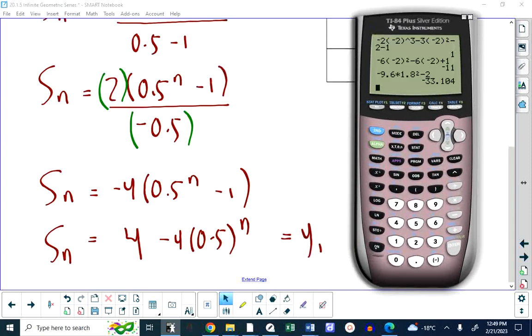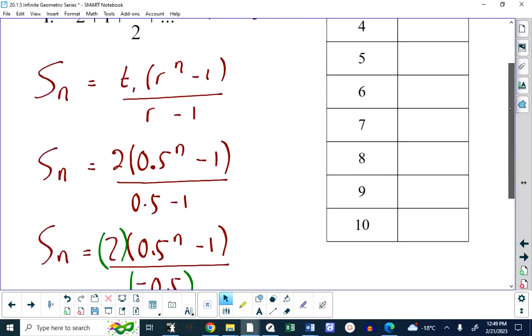And then we'll populate the table, but I really want to slow down here and make sure you understand what's going on. So we go to y equals, clear that out, it's 4 minus 4 times in brackets 0.5, close brackets, raised to the x. Of course, we have to use x. We don't have an n.